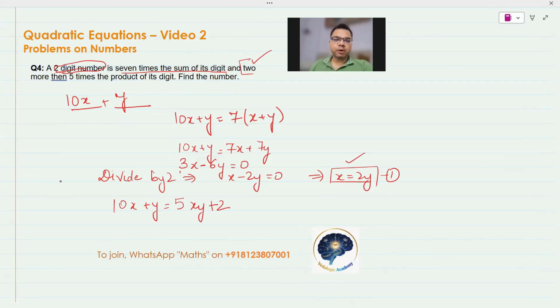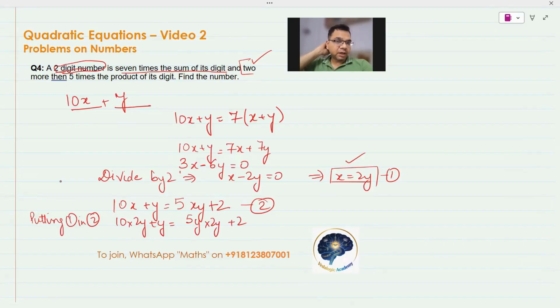And I'm going to put this in the second equation. So putting 1 in 2, wherever we have x, I'll change it to 2y. So it becomes 10 into 2y plus y equals 5y into 2y plus 2, right? So wherever x was there, I have converted it to 2y. So it becomes 20y plus y becomes 21y, and I'll take it to the right hand side, becomes negative.